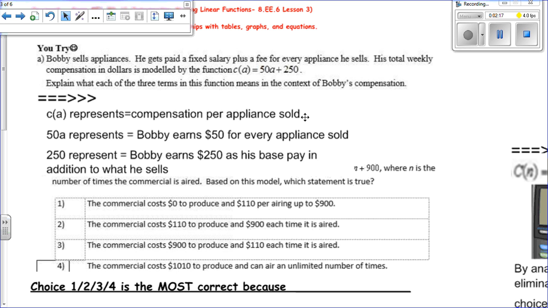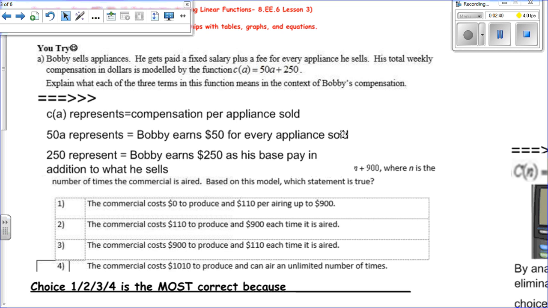Well, what does 50A mean? 50A represents that Bobby earns $50 for every appliance sold. Remember, the rate of change is $50 per one appliance.